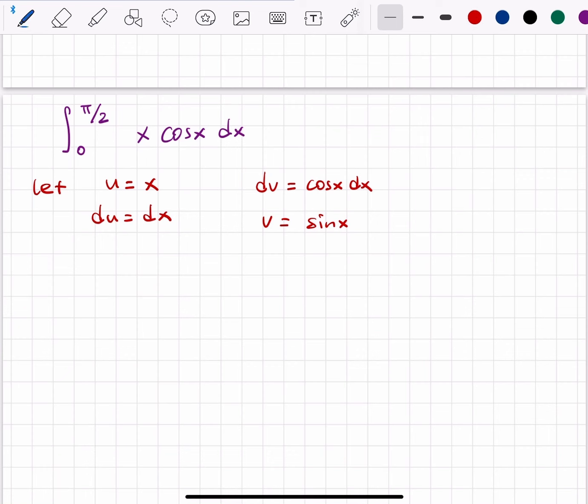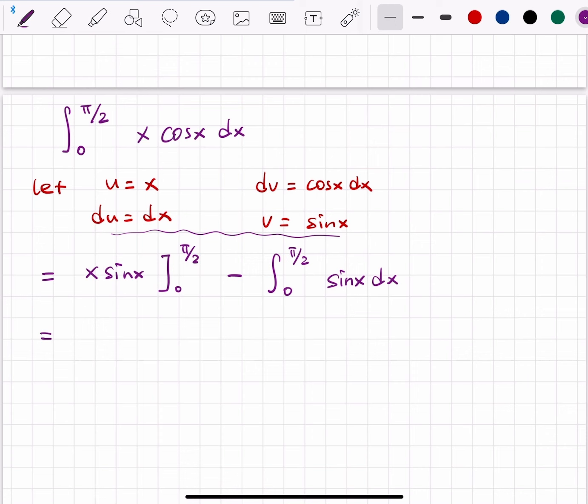Then the integration by parts says this is going to be uv, x sine of x, evaluated from 0 to pi over 2, minus the integration from 0 to pi over 2 of sine of x dx. This is not too bad to evaluate, or to find the integral.